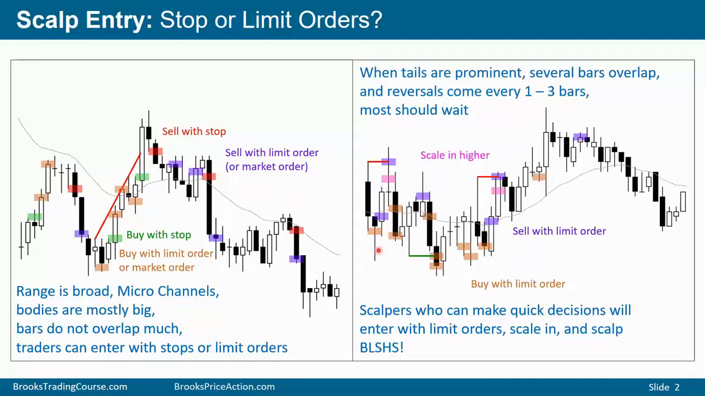Traders will also scale in higher. For example, if a bear saw this pair of bear bars, prominent tails, trading range, they'll place a limit order to sell at the high of this bar, but they'll also be willing to sell more higher.